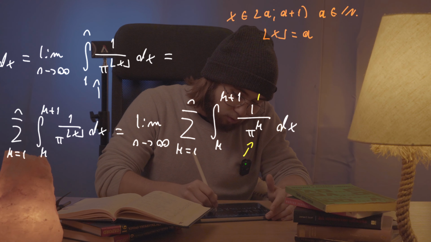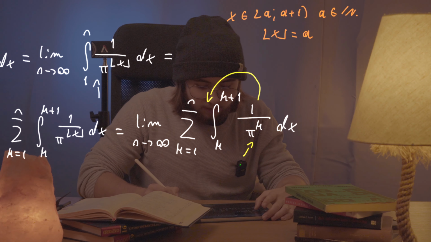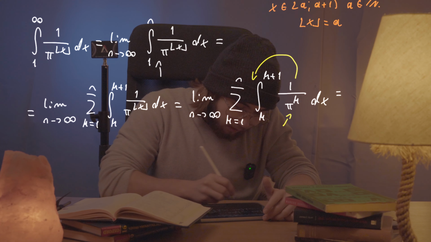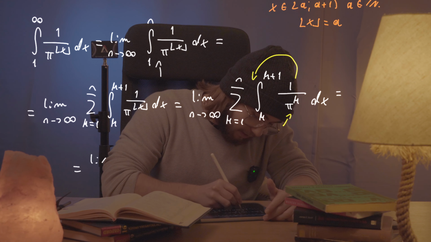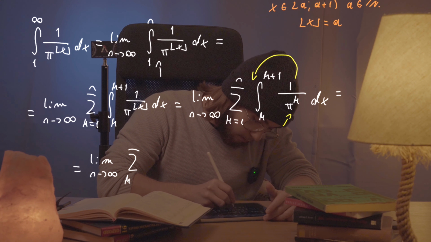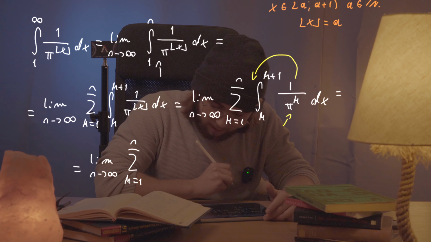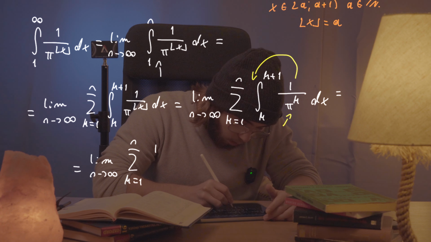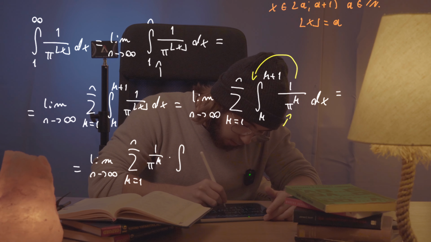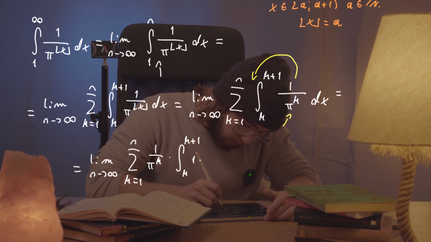Well, that's just a constant with respect to x. So we can, without a problem, bring it in front of this integral, getting that this is going to be equal to, once again I have to rewrite this entire thing, the limit as n approaches infinity of the sum from k equal to 1 up to n of 1 over pi to the power of k multiplied by the integral from k up to k plus 1 of 1 dx.